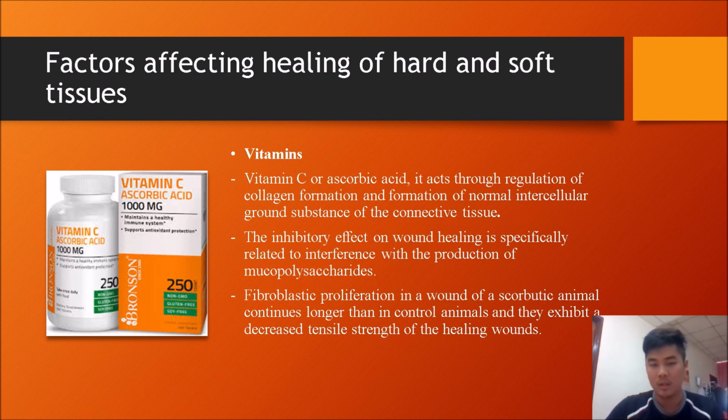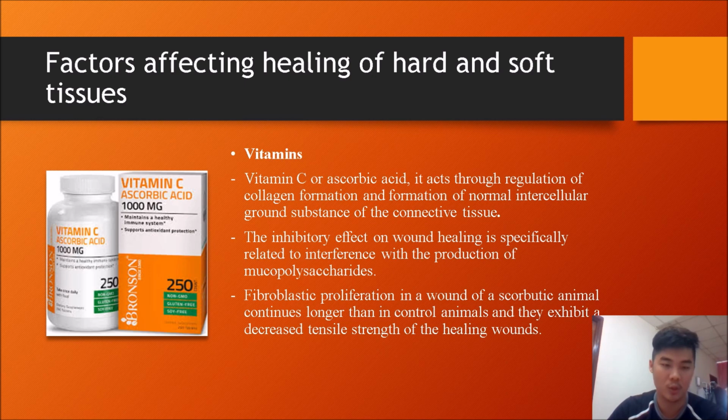This is because in an animal with vitamin C deficiency, a scorbutic animal, the healing is much slower. So they require longer proliferation of fibroblasts in order to attain the desired wound healing compared to an animal with normal vitamin C production. That's why in scorbutic animals, the healing is delayed.